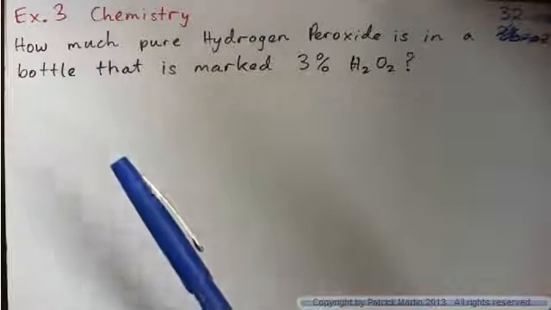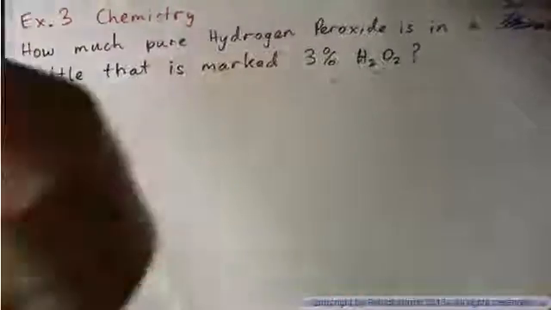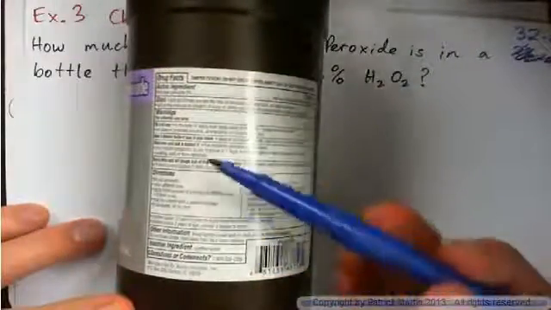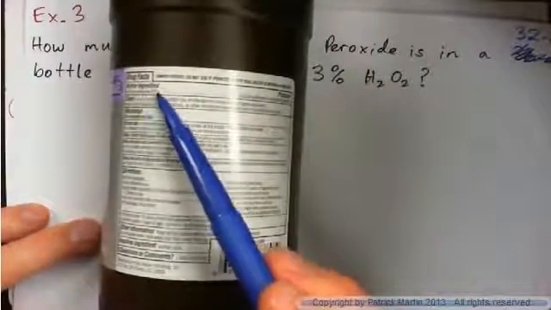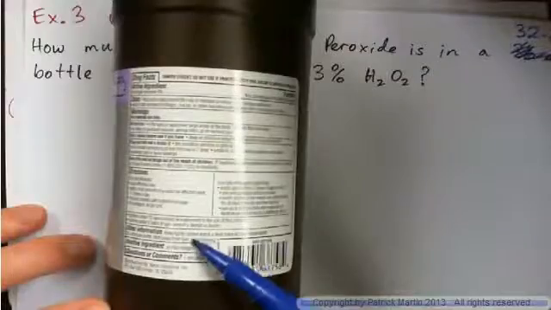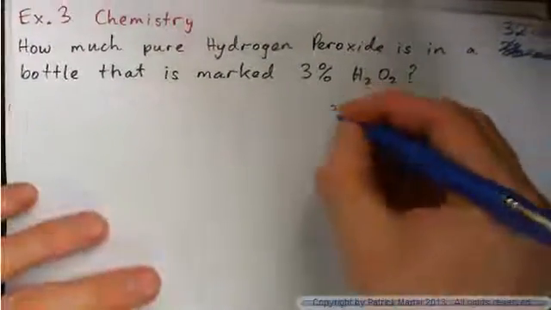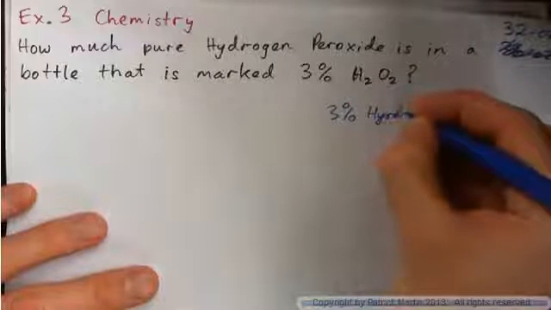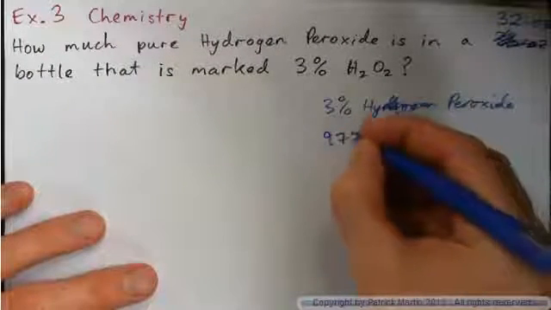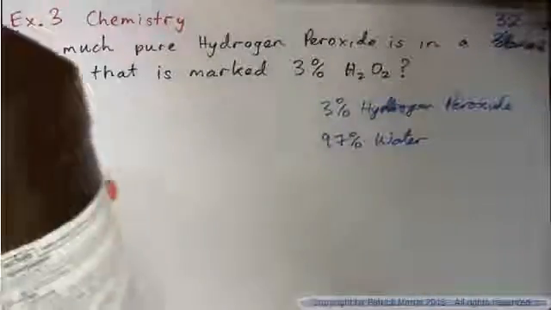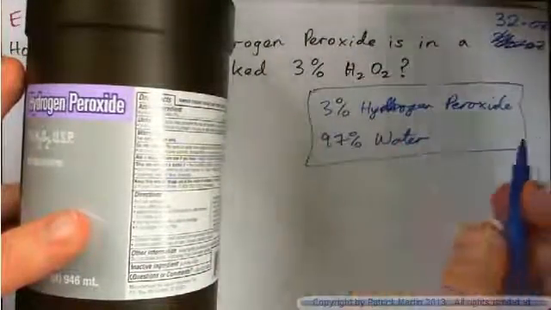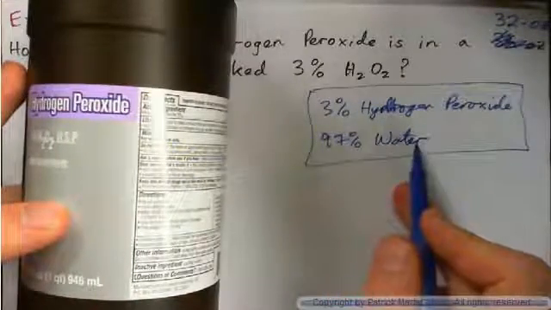So what do I need to do? And what does this mean? If you look at it, active ingredient, hydrogen peroxide 3%, and inactive ingredient, purified water. What this means is we have 3% hydrogen peroxide and we have 97% water. That's what's in this bottle. You're buying water, mostly. What a waste of money, huh? Maybe we should buy pure and then mix it. Anyway, you're buying 3% hydrogen peroxide, 97% water, right?